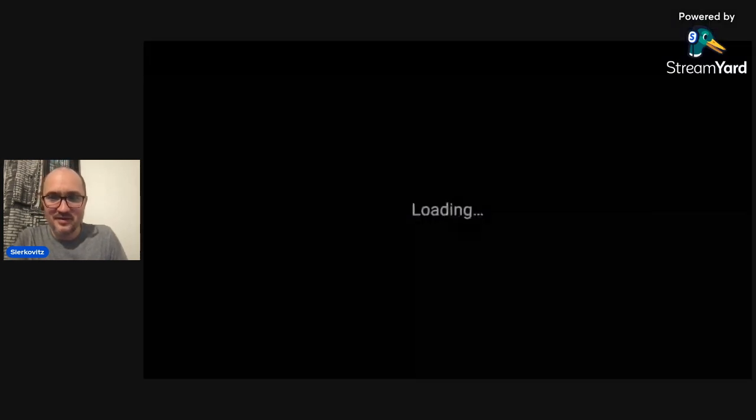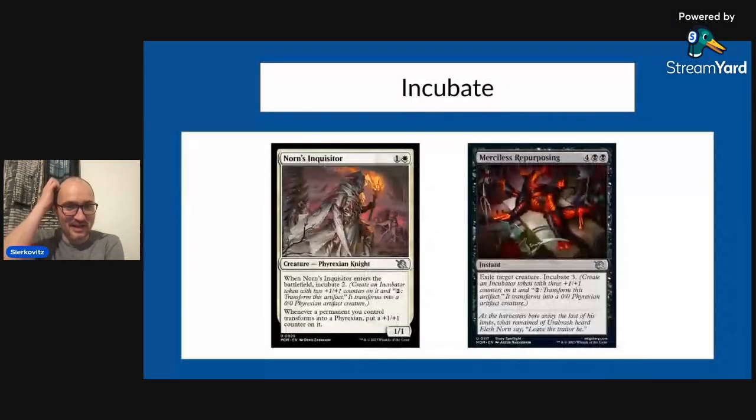Okay, let's go back. Incubate is the next mechanic. And Incubate is not as aggressive as the first two, but it's also interesting. So Incubate is an ability whereby you create a token when the card enters the battlefield, or when the spell is cast. And that token will get +1/+1 counters, but they're pretty useless because the token is an incubator artifact and it's not a creature. However, you can pay 2 mana and you can flip this incubator token.